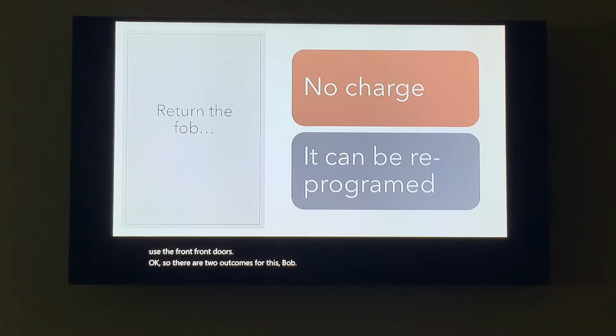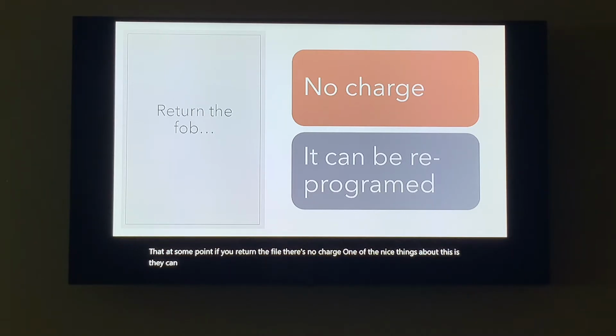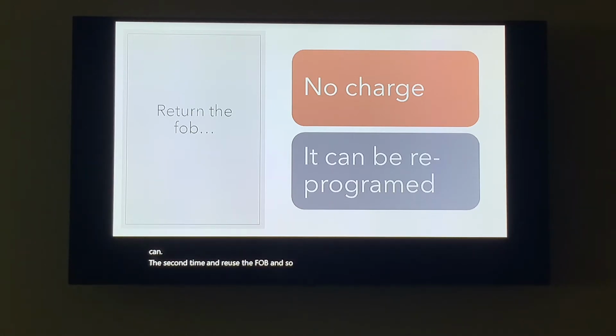Okay, so there are two outcomes for this FOB. At some point, if you return the FOB, there's no charge. One of the nice things about this is they can be reprogrammed. If I have your old FOB, Betsy has a scanner at her desk, and she can take your old FOB, run it across and completely deprogram it. She can select the next party who is going to get the FOB, and run it a second time, and reuse the FOB. So if you return the FOB, there's no charge and it's completely refundable.